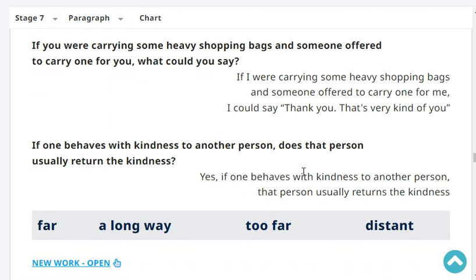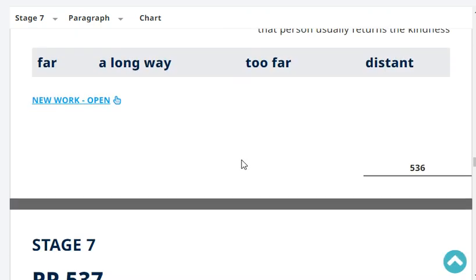Very good. If one behaves with kindness to another person, does that person usually return the kindness? Yes. If one behaves with kindness to another person, that person usually returns the kindness. Very good.